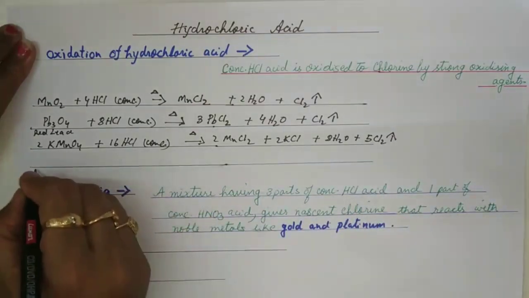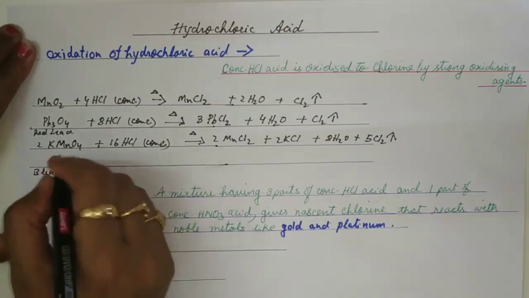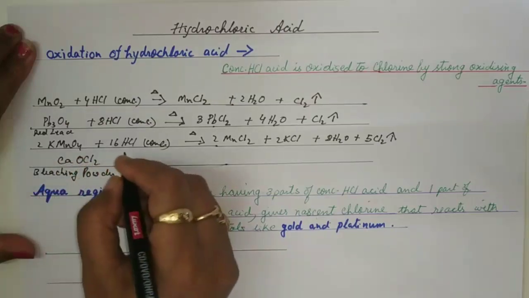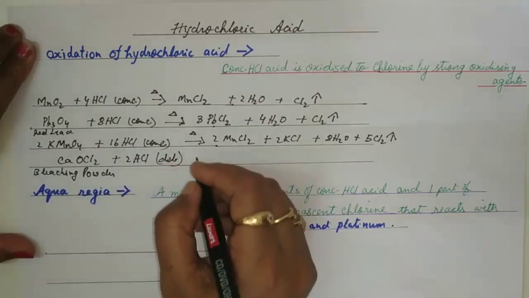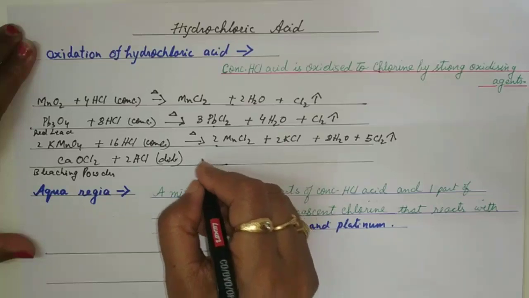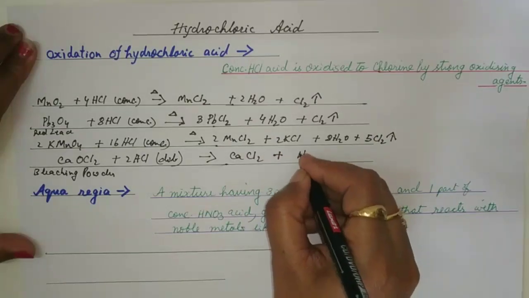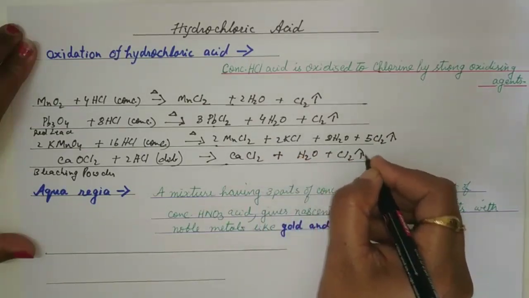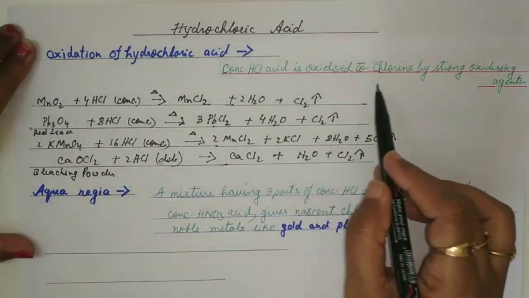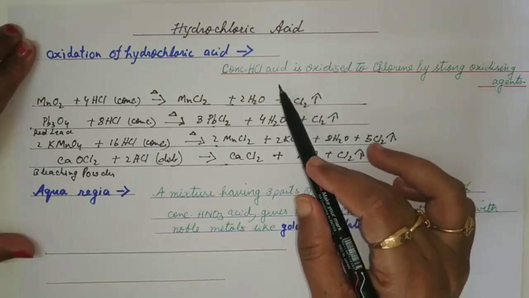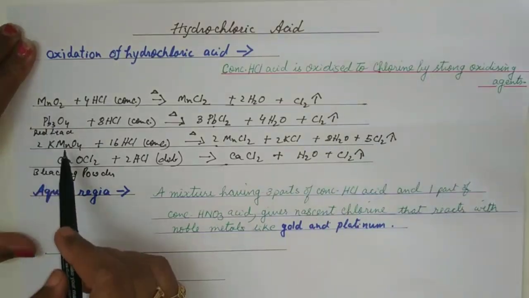Bleaching powder, which is calcium oxychloride, will react with conc HCl and will give you calcium chloride plus water and chlorine gas. So these are some of the reactions to show you oxidation of HCl, giving you chlorine gas every time, and every time use of a strong oxidizing agent.